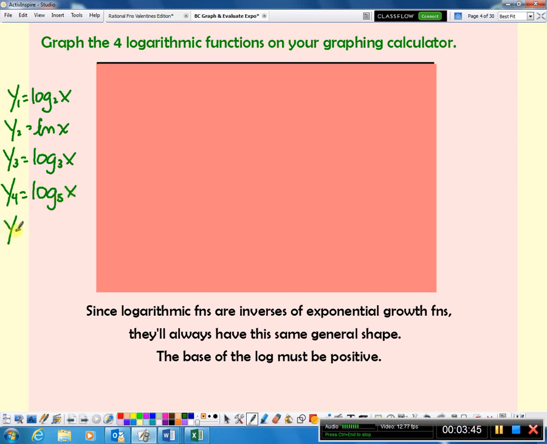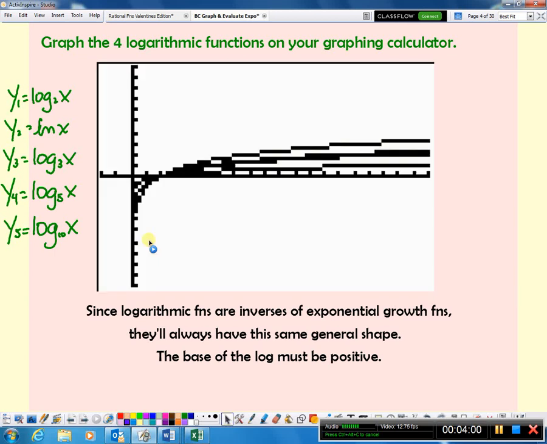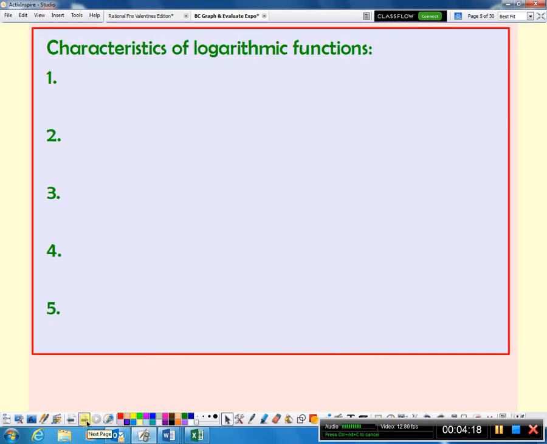Just pick a variety. Now, the one thing you do notice is that I am increasing from 2 to e to 3 to 5 to 10. I'm just intentionally picking bases that are increasing. But when I graph all of those on the same coordinate plane, I see that I'm getting the exact same shape. The difference is in steepness, but there are characteristics common no matter what base you use for your logarithm. That means I can record the characteristics today just like I did for exponential functions.